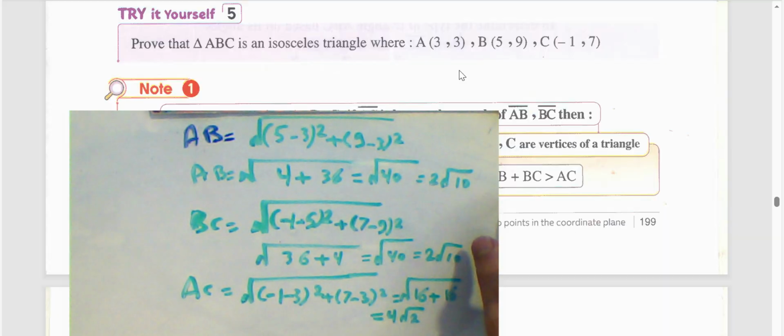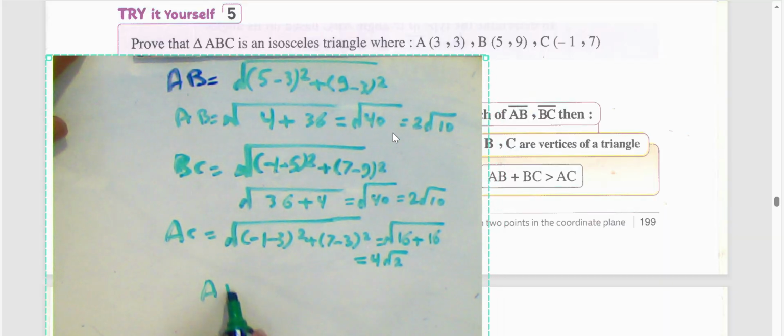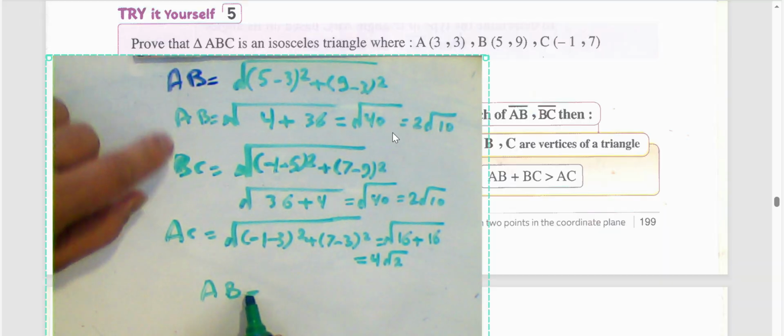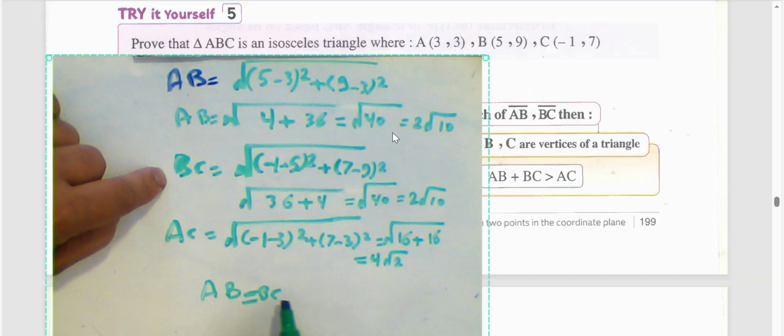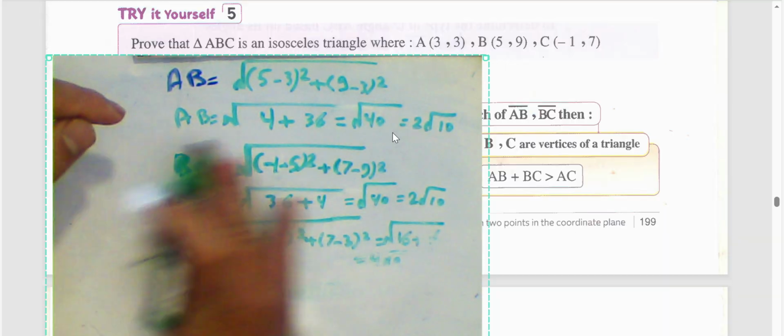Then we have an isosceles triangle because two sides here are equal lengths. AB is equal to BC, equal to root 10 length units. Then the type of triangle here is an isosceles triangle.